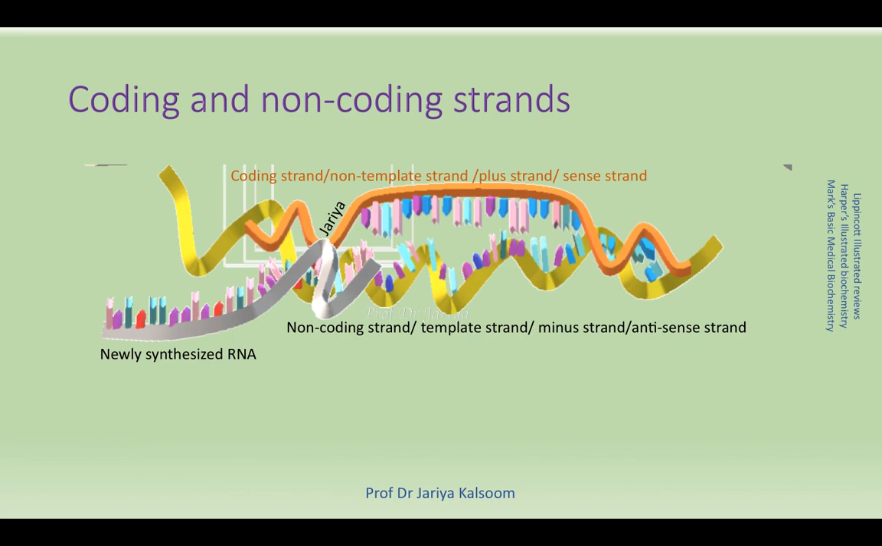Double-stranded DNA consists of a coding strand and a template strand. The template strand is the strand that is used by RNA polymerase during the process of transcription. It is complementary and anti-parallel not only to the RNA which is being synthesized but also to the coding or non-template strand of the DNA. The newly synthesized RNA is complementary to the template strand but not identical to it. In contrast, it is identical to the non-template strand with exception of uracil in place of thymine.